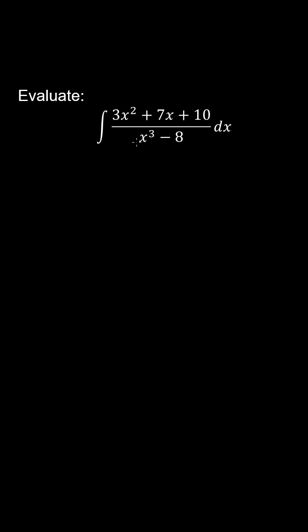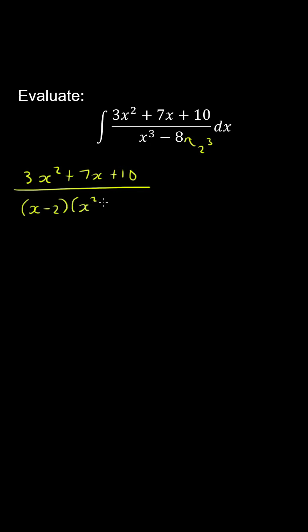We have an integral of a rational polynomial function with a higher degree polynomial in the denominator. So we're going to use partial fractions, but first we need to factorize the denominator. We can write 8 as 2 cubed, and now we can use cubic factorization to factorize the cubic. So I have x minus 2 multiplied by x squared plus 2x plus 2 squared, which is 4.